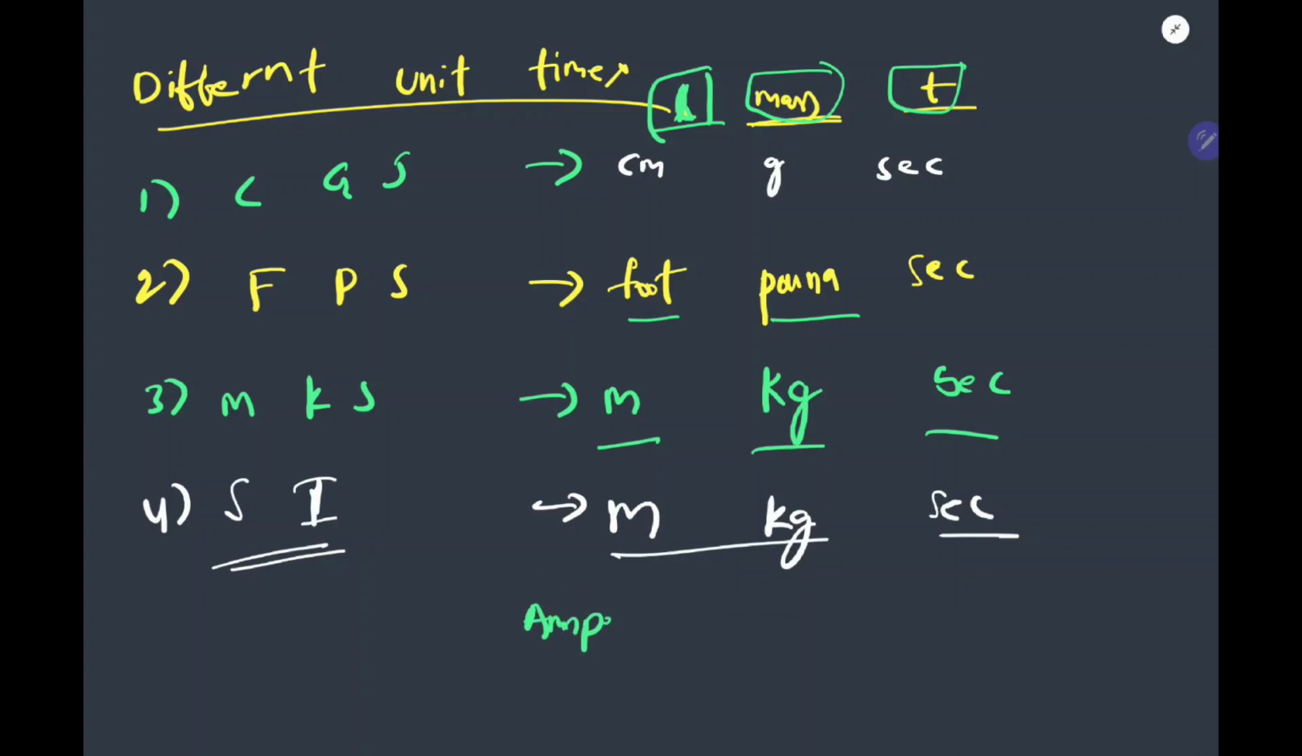Okay, for current they use ampere as the international system unit. For temperature they use Kelvin, but in our days and in most situations in the Indian system we use centigrade, 10 degrees centigrade, 30 degrees centigrade, and some kinds of thermometers use Fahrenheit, but in the international system they use Kelvin as the major unit.